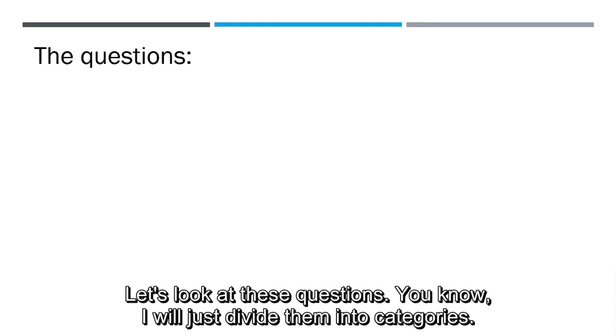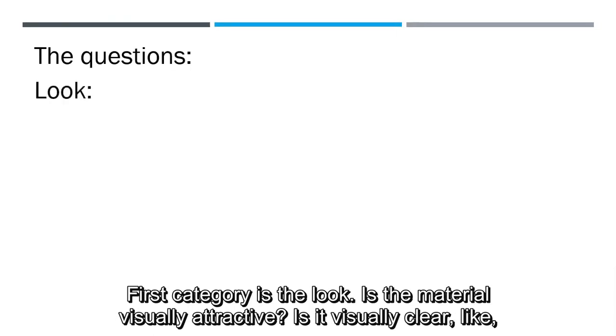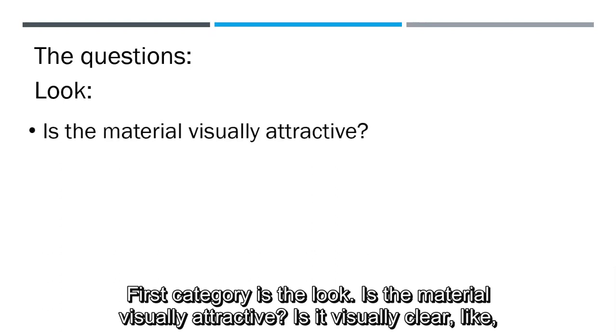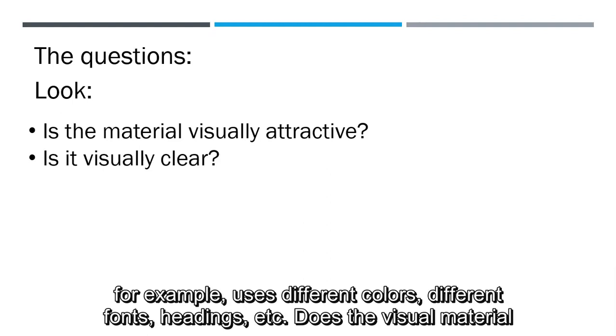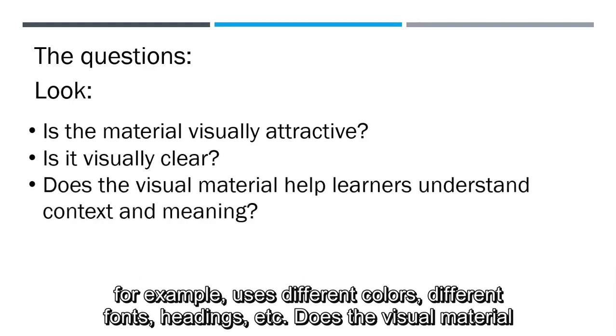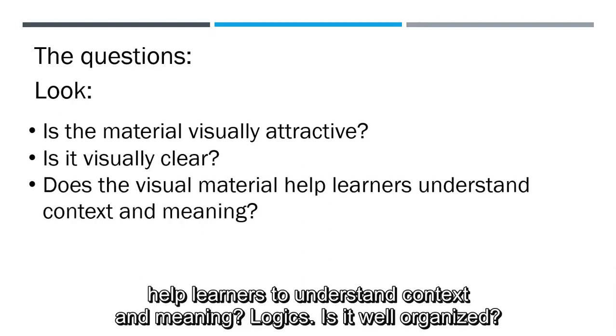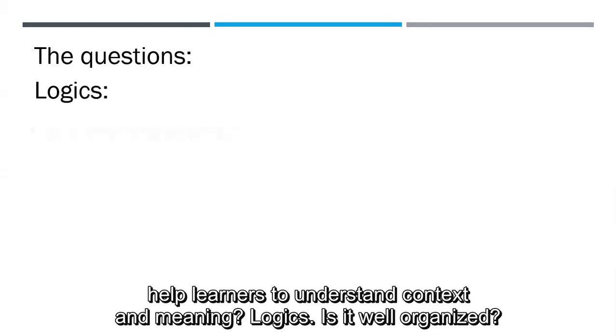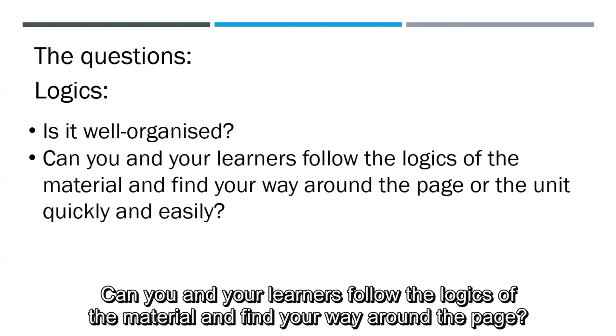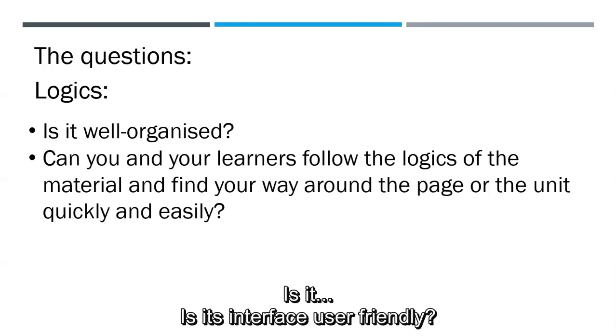I will just divide them into sort of categories. So first category is the look. So is the material visually attractive? Is it visually clear? Like, for example, uses different colors, different fonts, headings, etc. Does the visual material help learners to understand context and meaning? Logic. Is it well organized? Can you and your learners follow the logic of the material and find your way around the page, or do you need it quickly and easy? Like, is its interface user friendly, so to say?